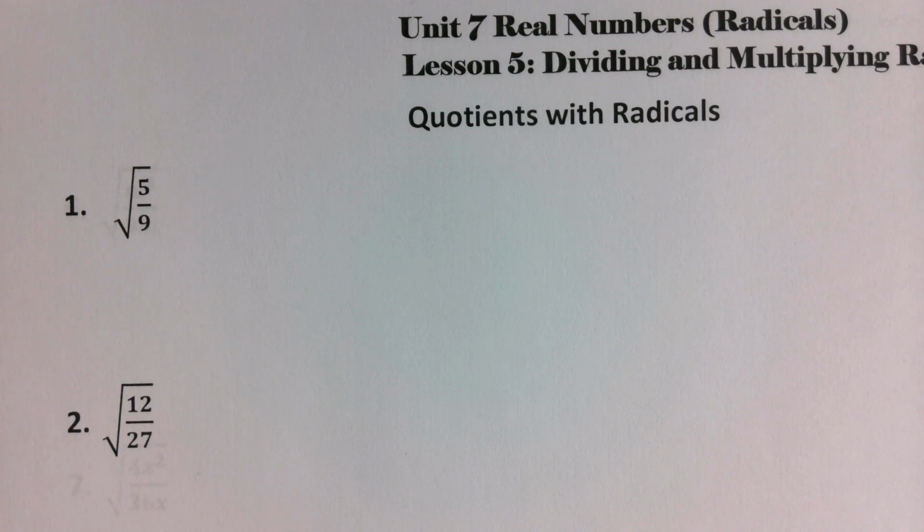All right, so like I said before, we're talking about quotients with radicals, so we're talking about division. You're typically going to be seeing it set up in fraction form. So square root of 5 over 9. You can break these apart eventually, where you have square root of 5 over square root of 9.